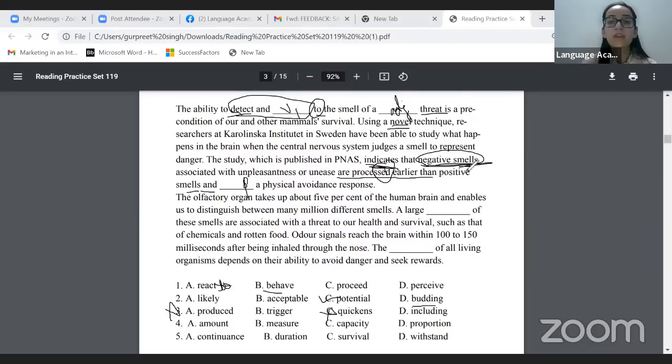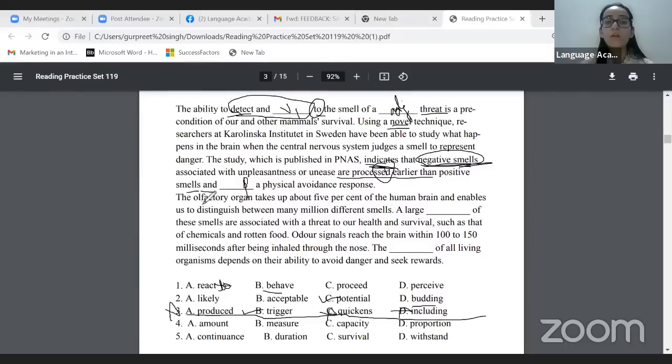We need a verb, negative smells dash a physical response. We cannot say negative smells including a physical response, because physical response is not a smell. So we are left with only one option. Negative smells trigger a physical response. Trigger means they start, they lead to a physical response. So this is how you have to eliminate your options, which are based on different types of tenses: singular verb, plural verb, continuous verb, past form of verb. First, you need to understand the sentence structure, and then it will be 100% sure that what you have selected is right.